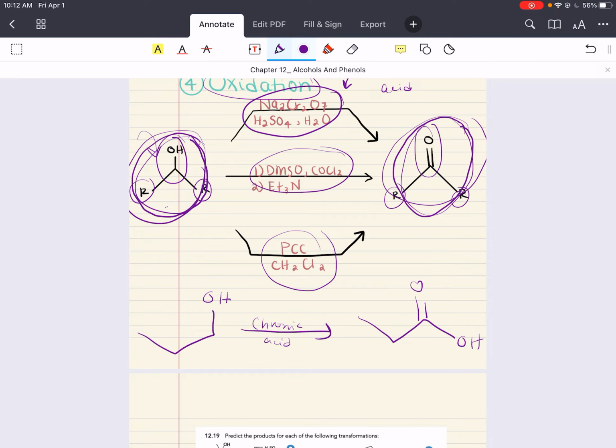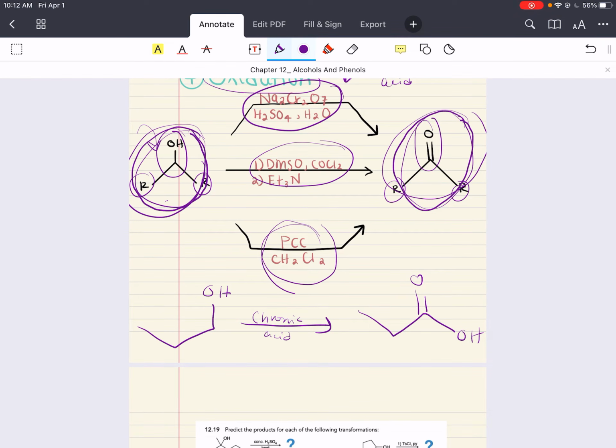Other ways to do this is using PCC. This will also work. It will work with primary alcohols to give you aldehydes. So this works with primary alcohols to give you aldehydes. It will work with secondary alcohols to give you ketones. DMSO also does the same thing.